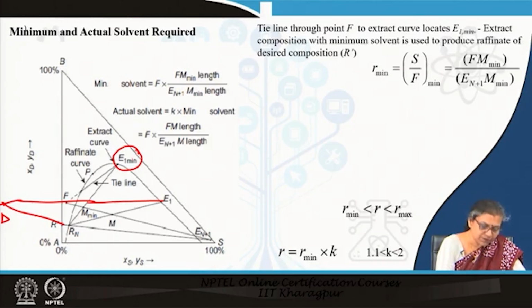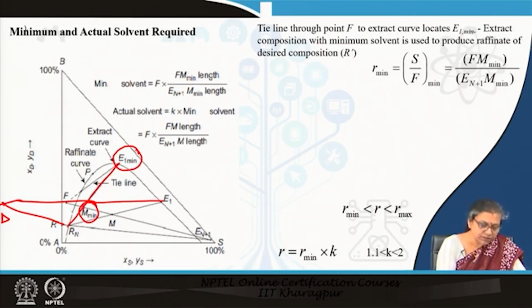Once E1 minimum is located, then in that case F and S are already joined. In order to locate M minimum, you need to join Rn and E1 minimum. Once you have done it, you can find out the M minimum point.